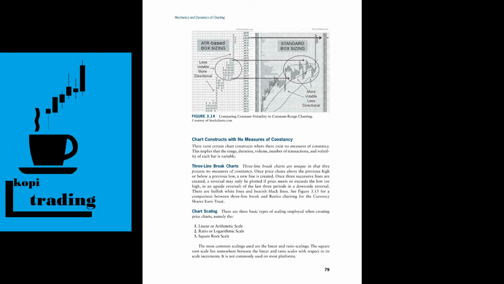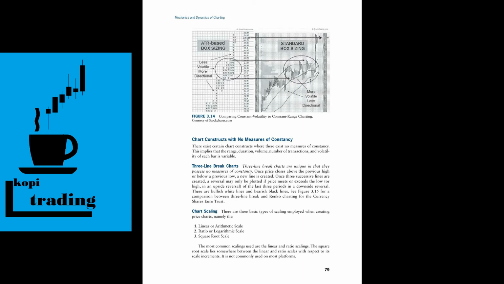Three-line break charts are unique in that they possess no measures of constancy. Once price closes above the previous high or below a previous low, a new line is created. Once three successive lines are created, a reversal may only be plotted if price meets or exceeds the high in an upside reversal, or the low in a downside reversal, of the last three periods. There are bullish white lines and bearish black lines. See figure 3.15 for a comparison between three-line break and Renko charting for the currency shares Euro Trust.